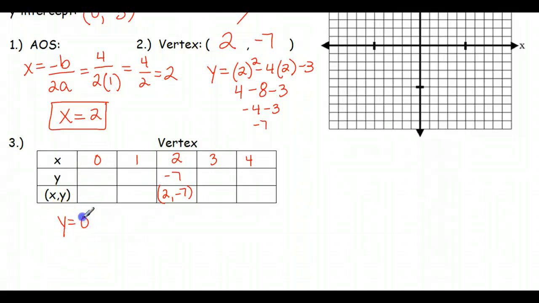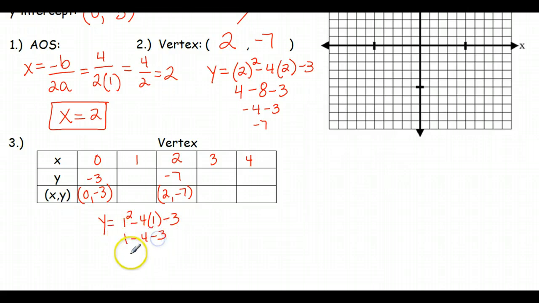So y equals 0 squared minus 4 times 0 minus 3. So that's 0 minus 0 minus 3. 0 minus 3 is negative 3. So our ordered pair is 0, negative 3. Alright, next we're going to plug in 1. So I'm going to just erase this so we can repeat it. Alright, so we've got y equals 1 squared minus 4 times 1 minus 3. 1 squared is 1, minus 4, minus 3. 1 minus 4 is negative 3, minus 3 is negative 9. So we're going to plug in negative 9.